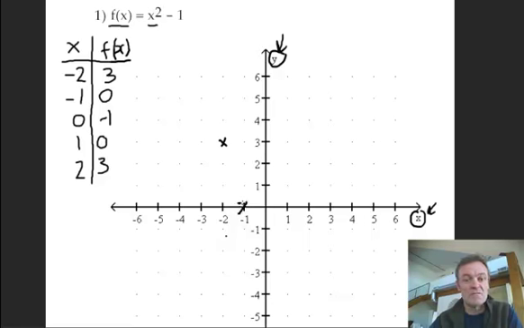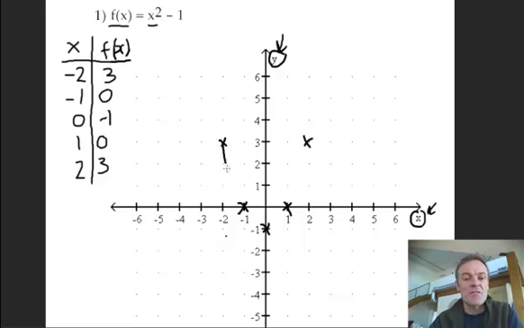Okay, that's right there. 0 on the x-axis, negative 1 on the y. 1 on the x-axis, 0 on the y. 2 on the x-axis, 3 on the y. And there it is. Okay, you could make more points if you wanted to. But, if I can draw this, basically it's going to be a U-shape.